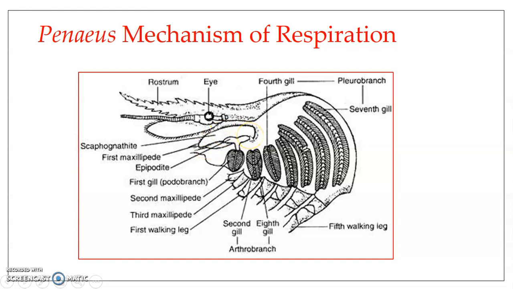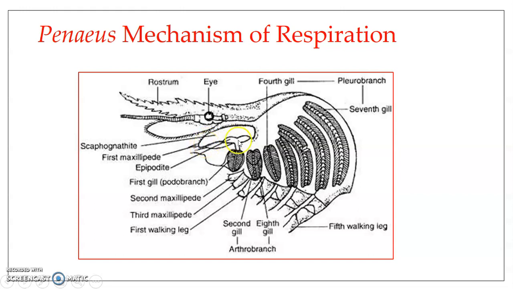The scaphognathite, as already mentioned, is actually the expanded exopodite of the second pair of maxillae. The second pair of maxillae is placed just before the first maxilliped. The exopodite of the second maxilla is highly flattened, almost like an elephant ear, and that structure is known as a scaphognathite, or it was earlier known as a bailer. Now, the scaphognathite of the second maxilla is placed at the anterior margin of the gill chamber.